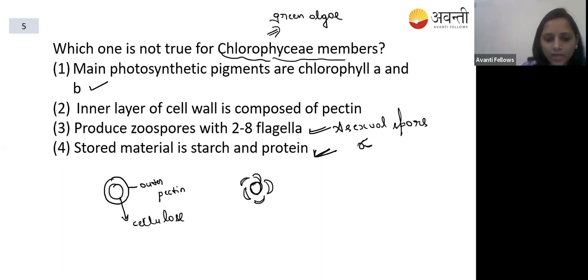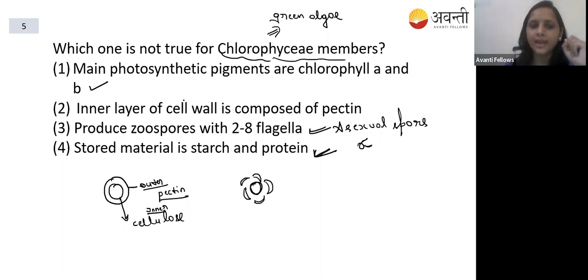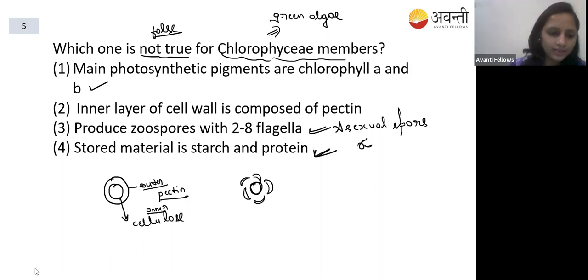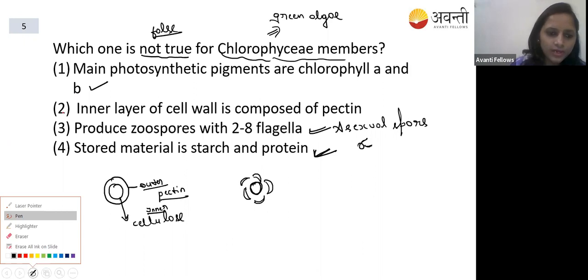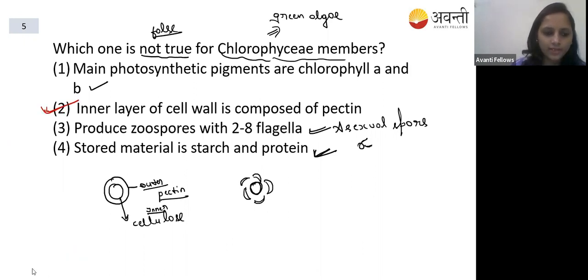Remember, guys, the inner is cellulose, whereas the outer is pectin. So that's why option 2 is the correct answer. They're asking for the false statement about chlorophytes. The inner layer of the cell wall is made up of cellulose, not pectin. So option 2 is the correct answer, whereas the other options are wrong. Fine, so let us go to the next.